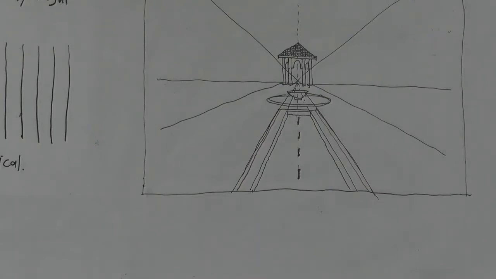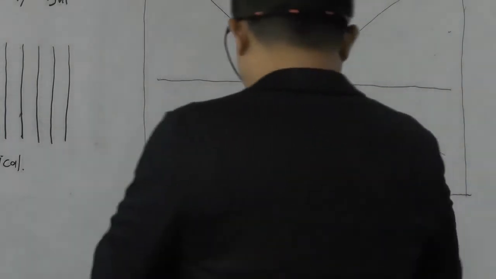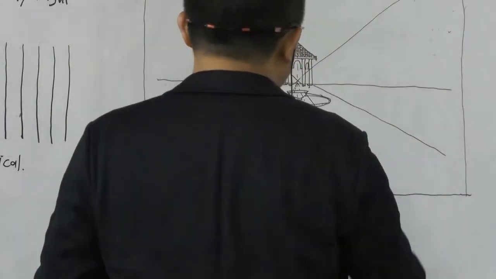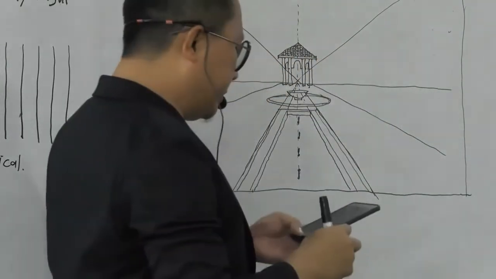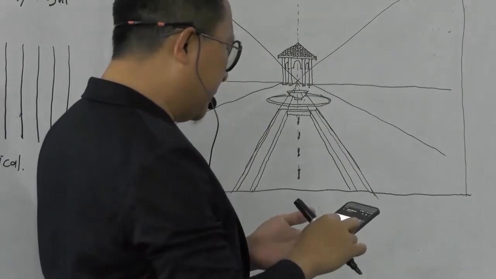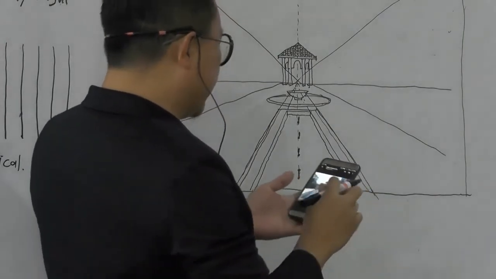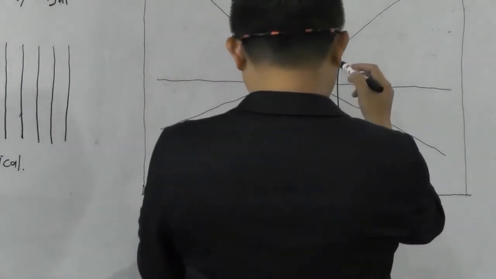Okay, then we are going to add the trees. This is to determine the trees on the left and then on the right. This is a Christmas tree, I think.